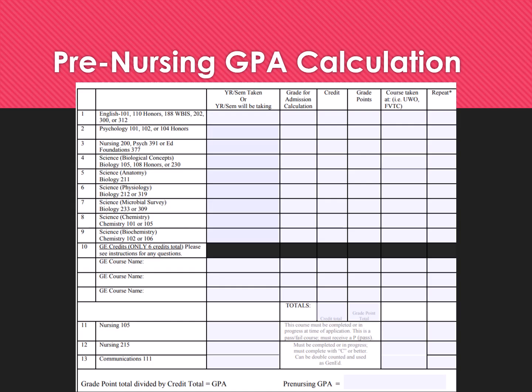Here is a partial view of the GPA calculation form, which can also be found on Step 4 of the nursing program application page. In this form, you will see a list of all of your required pre-nursing courses in the left side column. You will then need to fill out the blank columns to the right of these courses with information such as the year or semester you took the course, the grade you earned, how many credits the course was worth, how many grade points you earned for the course, where you took the course, and whether or not you had to repeat the course.